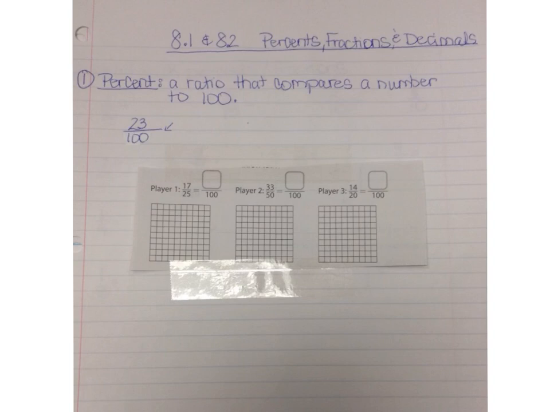Okay, so when you're looking at a fraction, remember I've told you that the line in a fraction means divided by. It also means per. So let me erase that now. Okay, so it also means per. So this is 23 per 100, or 23 per cent. 23%.